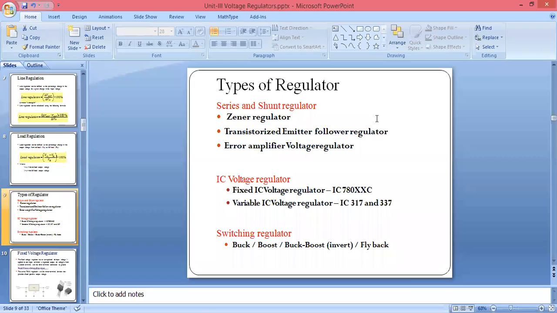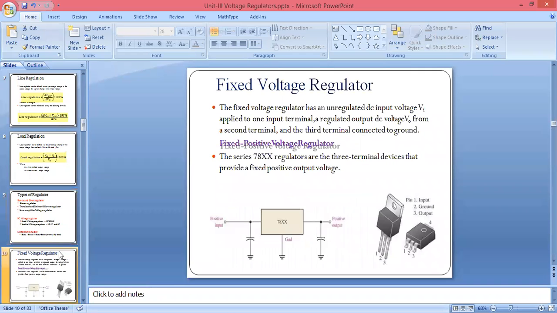So here in our syllabus we have to see fixed IC regulator. So firstly we will see about the fixed IC regulator. We have seen 78XX series. We are calling it a fixed voltage regulator. Why? Because these ICs will have unregulated input voltage. But what will it do? It will convert that unregulated DC input voltage into the regulated output DC.